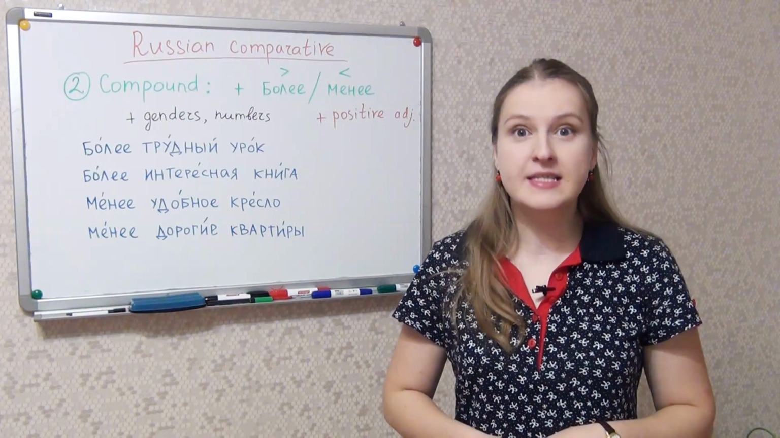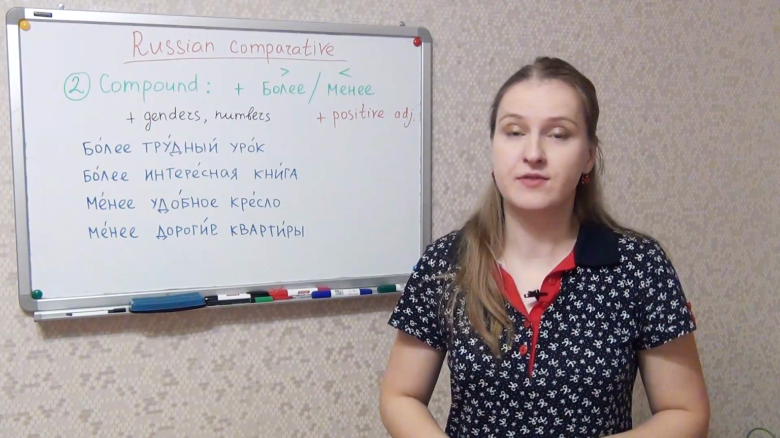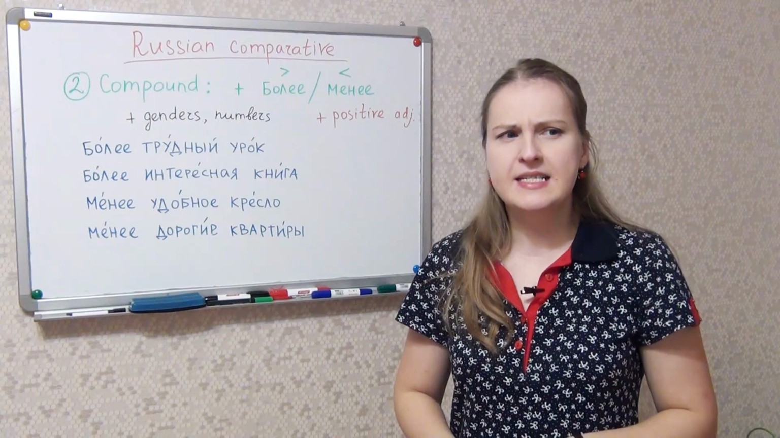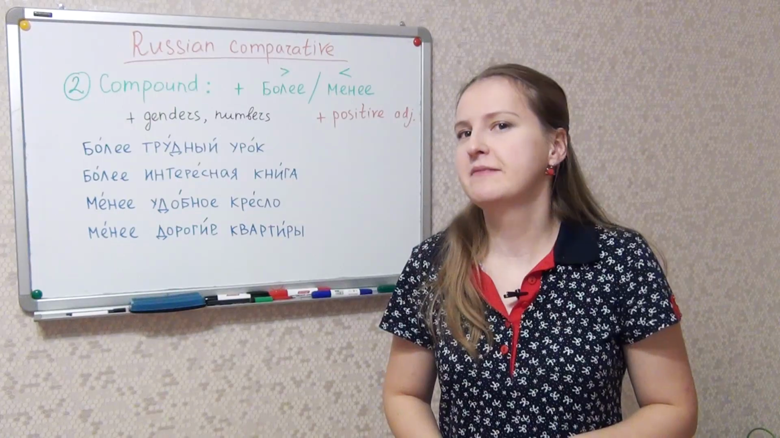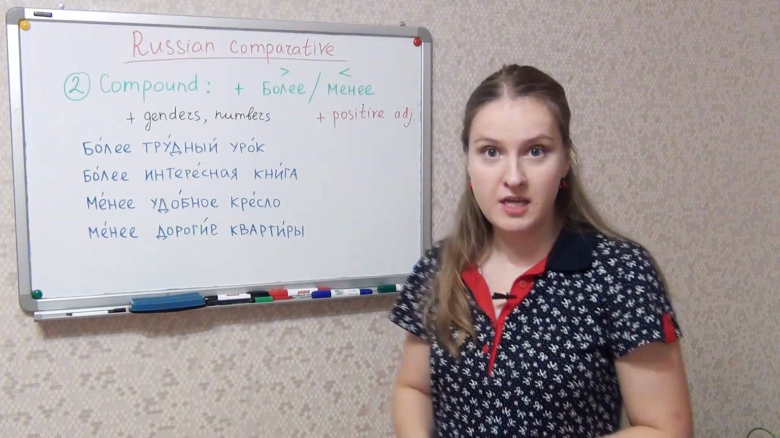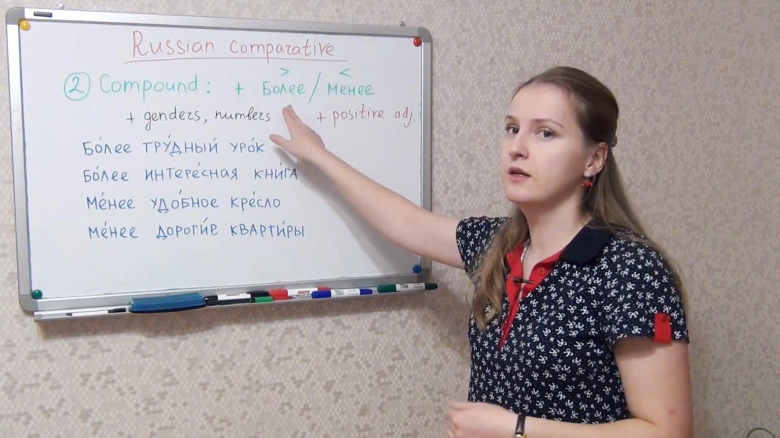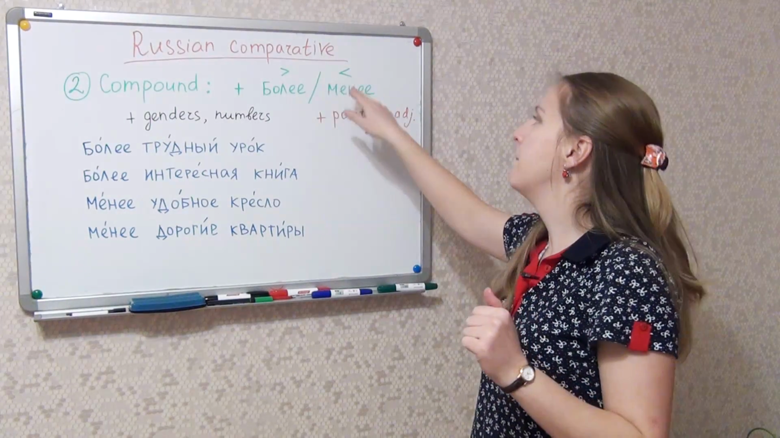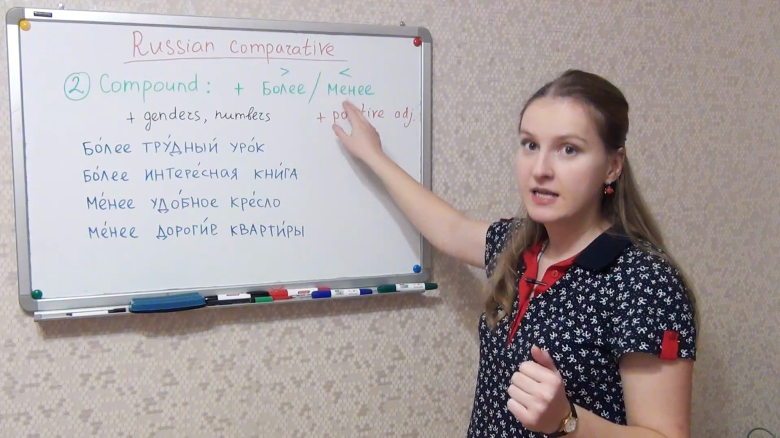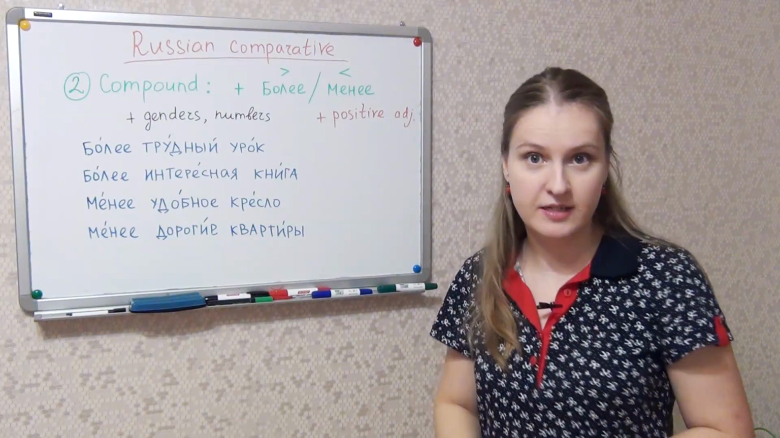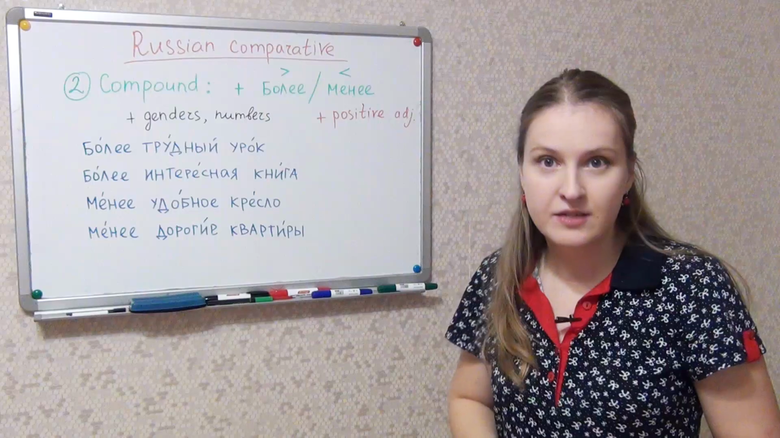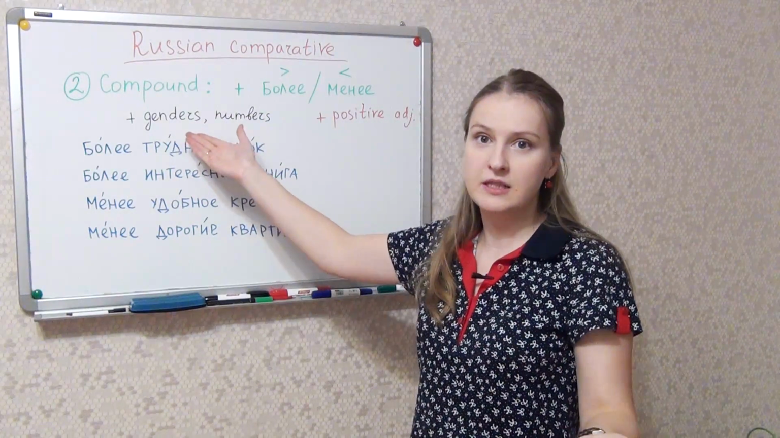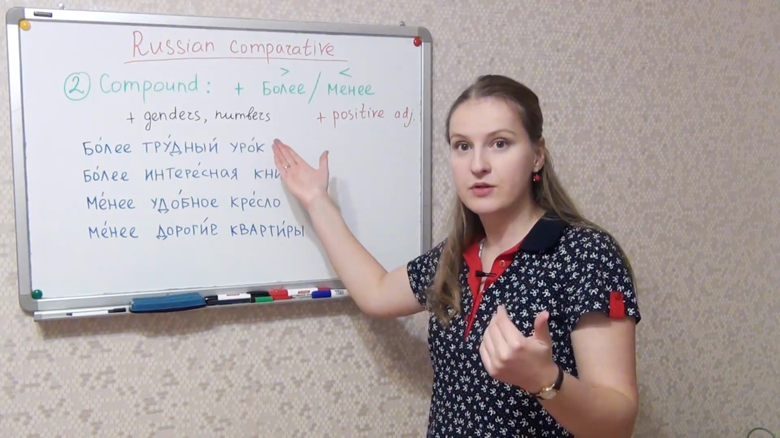And there is a compound comparative in Russian. It is a lazy way to compare things, and it is much less common. Here we use the words более, more, or менее, less, plus a positive adjective. And the adjective here is declined, so it can be declined as to genders and numbers.